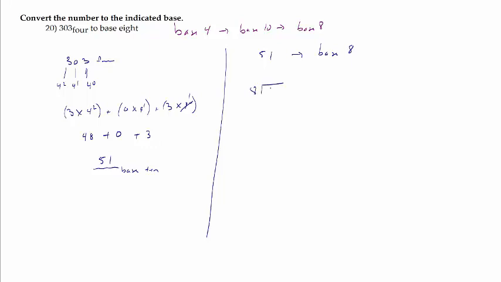So how many times will 8 divide into 51? It'll go into there 6 times. So 6 times 8 is 48. I subtract and I get a remainder of 3. Remember, we're keeping track of our remainders.